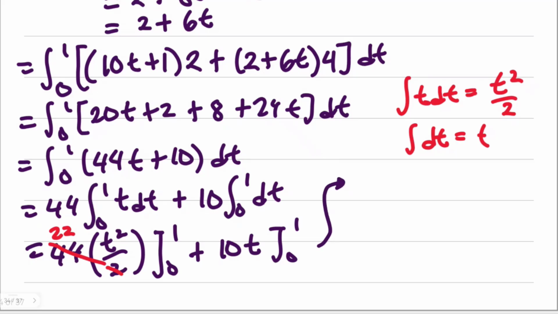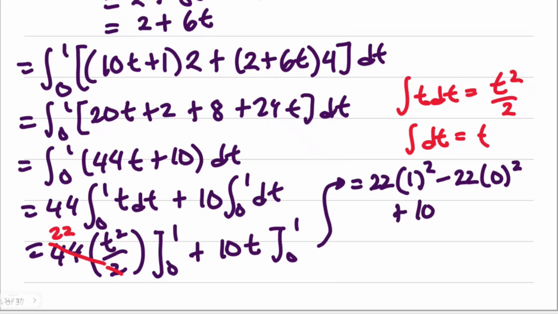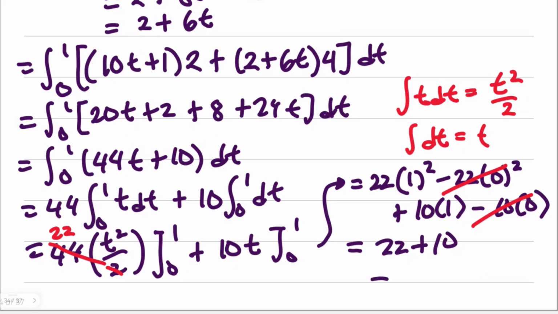Take note of the substitution. 22 times 1 squared minus 22 times 0 squared plus 10 times 1 minus 10 times 0. This is 0. That's 0. You will have here 22 times 1 squared, which is obviously 22, plus 10. You will have here the answer of 32. This is now the answer to the question.